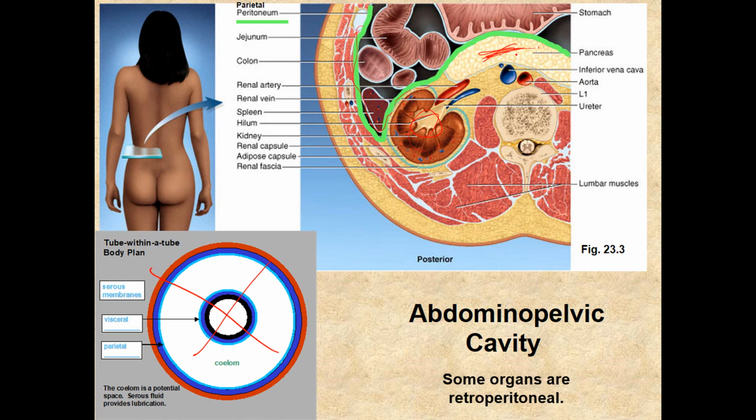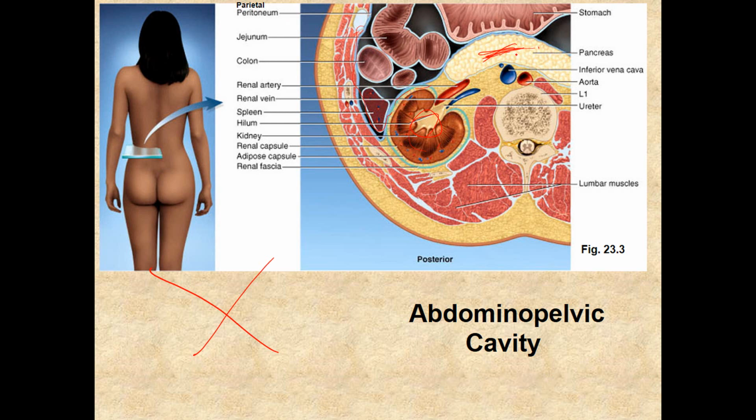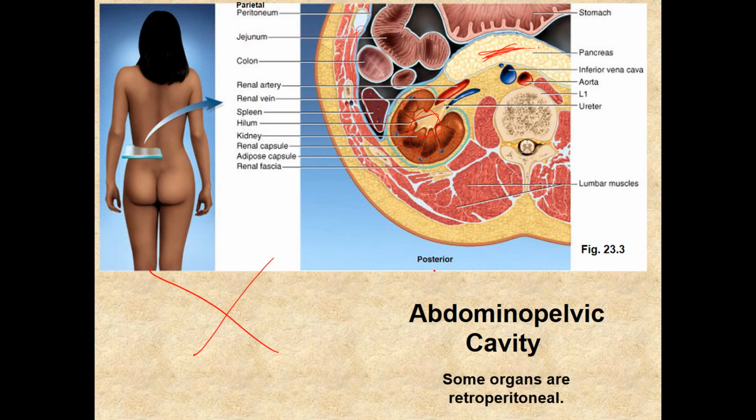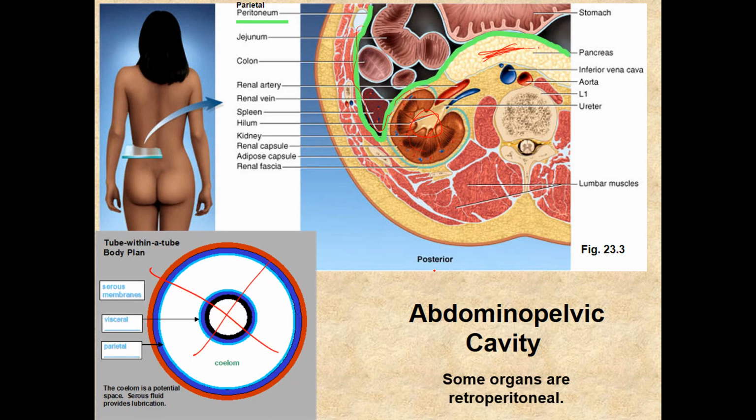I'm actually going to back up again for a second. Here is the colon, and some parts of the ascending, some parts of the descending are also retroperitoneal. The pancreas and kidneys are, and the duodenum, which is the beginning of the small intestine, that is also retroperitoneal. So these are the cavities.